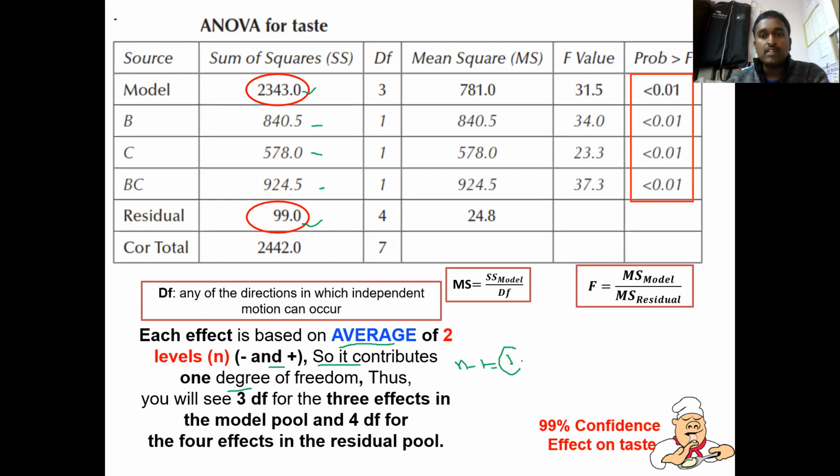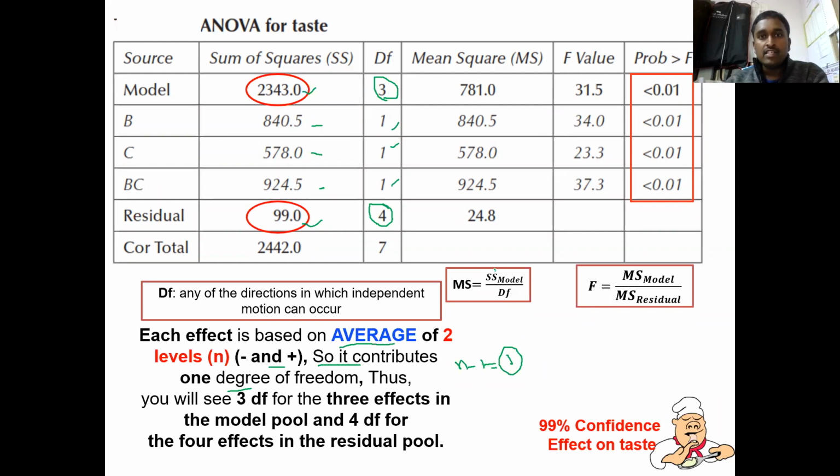So it contributes 1. That means in the model, 3 significant factors have been involved, that's why it is 3. In case of residue, the remaining is 7 minus 3, 4. So this is the case. But here, B, C are the single terms, each factor is involved. That's why we are writing 1, 1, 1. So that is the degrees of freedom.